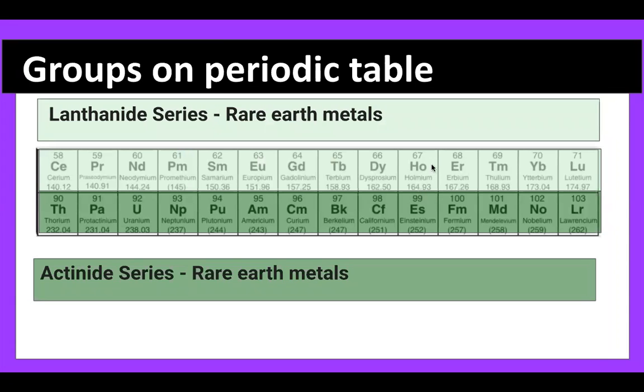Lanthanide and actinide series. You can see the top one is lanthanide, the bottom one is actinide. They are the other two groups on the periodic table. These are rare earth metals, and we usually don't talk much about them in chemistry, except when we get to nuclear chemistry, we'll talk about that one.